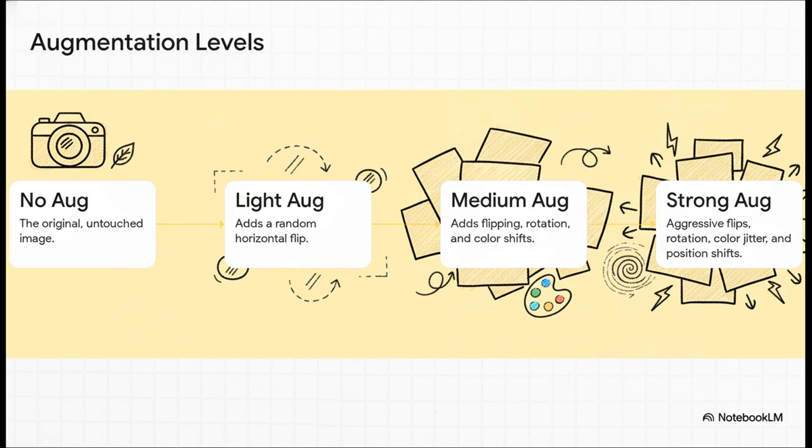Step 1 is our control group, the original photos, totally untouched. Step 2, light, just adds a simple horizontal flip. That's it. Step 3, medium, starts to get a little more creative with flips, rotations, and even some subtle color shifts. And then step 4, strong augmentation, well, it basically throws the kitchen sink at it. We're talking aggressive flips, wild rotations, and even shifting the position of the image around.